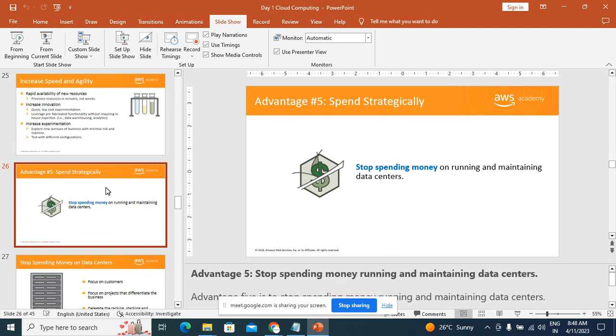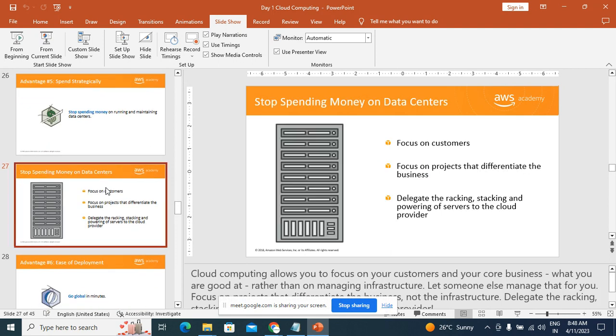So you can just add, or else you can also reduce. And you stop spending money on running or maintaining all your data center. All the headaches will be maintained by AWS. So this will reduce most of your headache. First thing is focus on customers. So focus on your business.